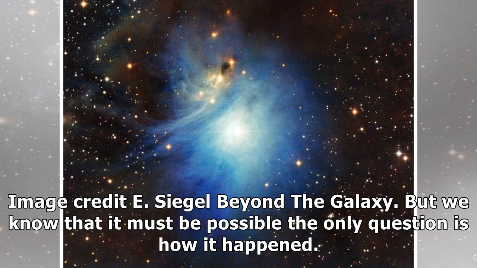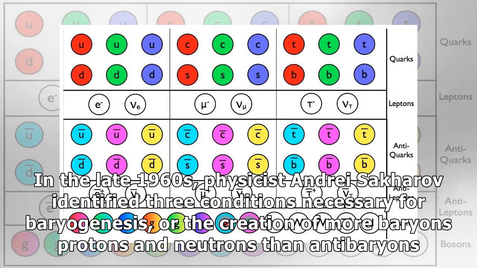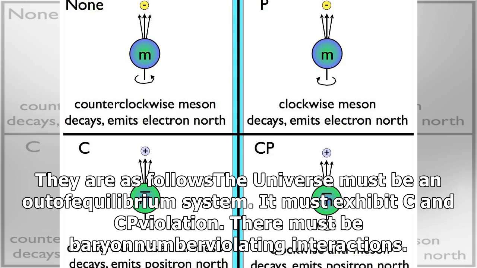But we know that it must be possible, the only question is how it happened. In the late 1960s, physicist Andrei Sakharov identified three conditions necessary for baryogenesis, or the creation of more baryons, protons and neutrons than antibaryons. They are as follows. The universe must be an out-of-equilibrium system. It must exhibit C and CP violation. There must be baryon number violating interactions.